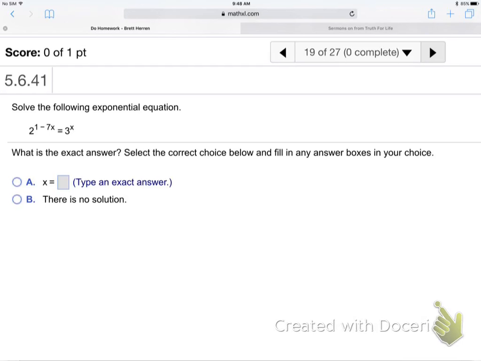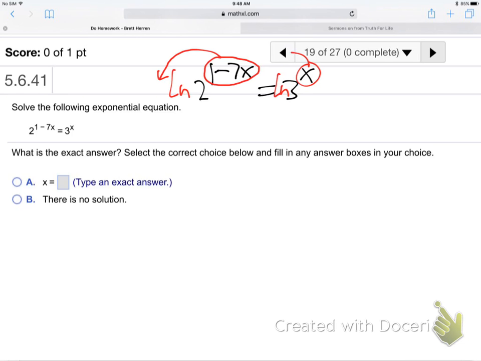Okay, let's try that one. So 2 to the 1 minus 7x equals 3^x. So again, I hope you'd recognize on the test right away, x in power. See, x in power, you go, oh yeah, ln both sides. Right away, the bases are alone. So right away, I'll just pop an ln, ln, ln. And what happens? The whole power comes down to the front.